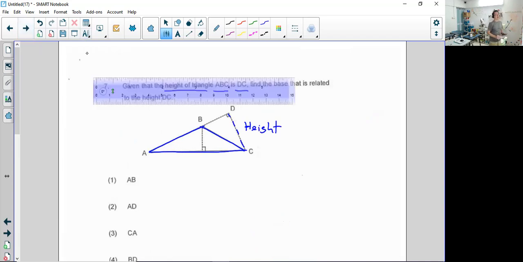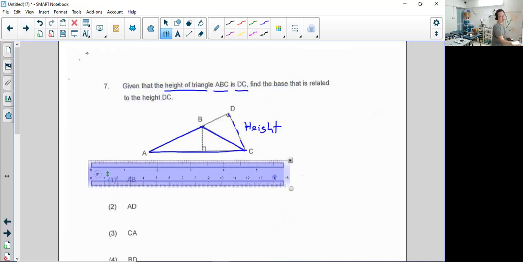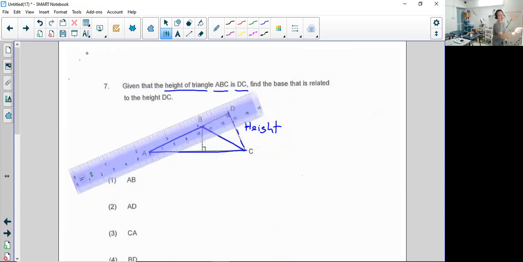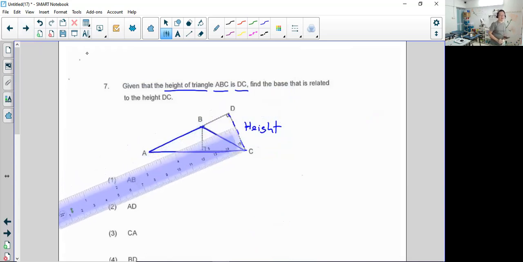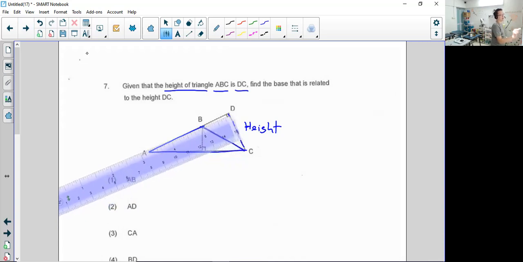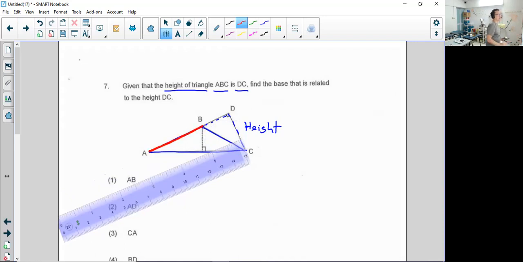So you just have to take your ruler, okay? Put the ruler on the height like this, and move the ruler along the height, and look for a line that is parallel with the ruler or the same side with the ruler, and you will see a line, okay? But is the answer AD? No, it's not AD, because AD will be the entire blue line. But if you look carefully, the base is actually over here, which is your AB, not the entire line, which is AD.